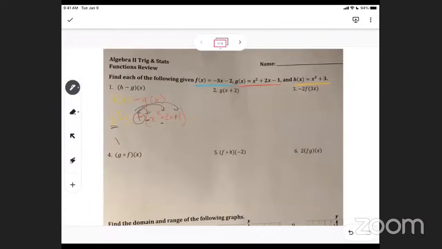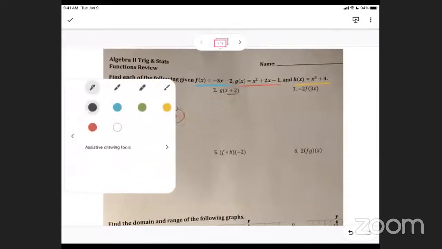There's an x cubed. There's only one of those. There's an x squared, so minus x squared. There's a minus 2x, because I had to distribute the negative in. And the only like terms I have are a positive 3 and a positive 1, which add up to positive 4. So there's your answer. So for number 2, it says g of x plus 2.